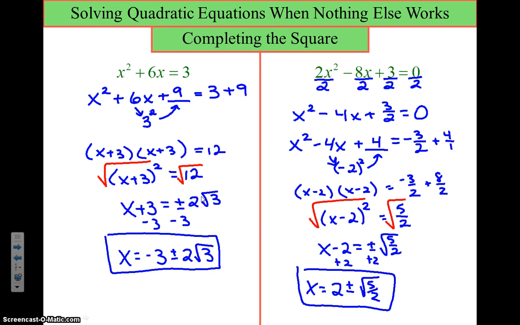So anytime you are solving a quadratic, you should get two solutions. In these cases, we have two real solutions. It's possible we could have two imaginary solutions. It's also possible that our solution could be a double root. Most of these problems will not give us something like that. It's going to give us our two solutions, either two real or two imaginary.